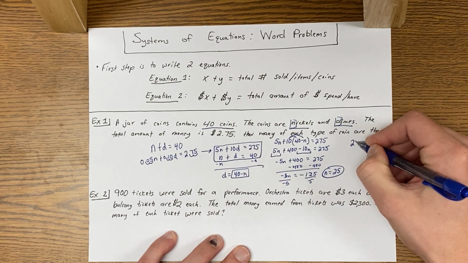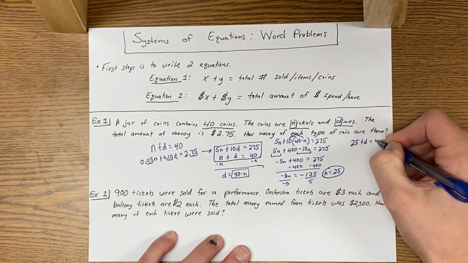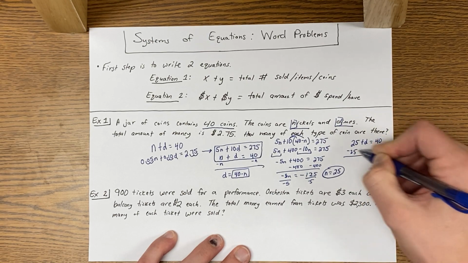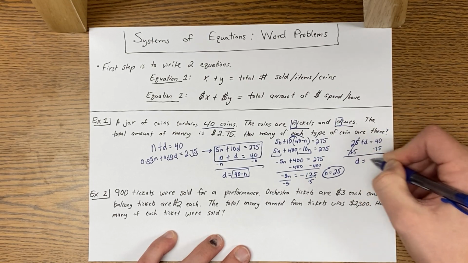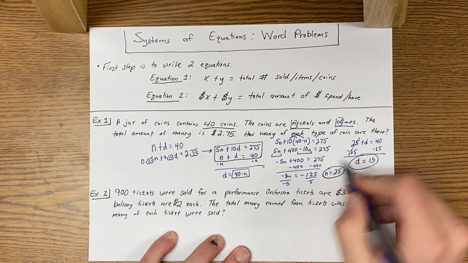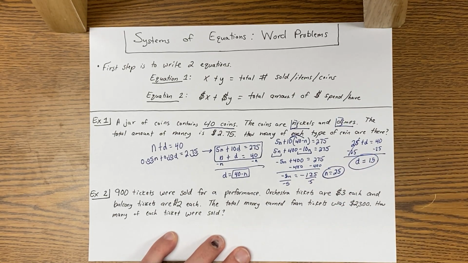So I'd say 25 plus d equals 40. Now I can subtract 25, and I get d equals 15. So now I know I had 15 dimes and I had 25 nickels. So I can leave my answers like that, or I can write 25 nickels, 15 dimes.